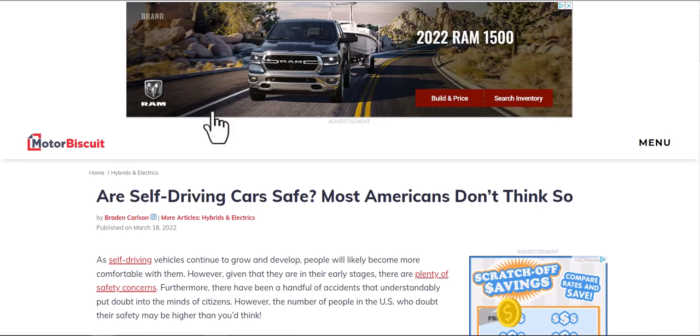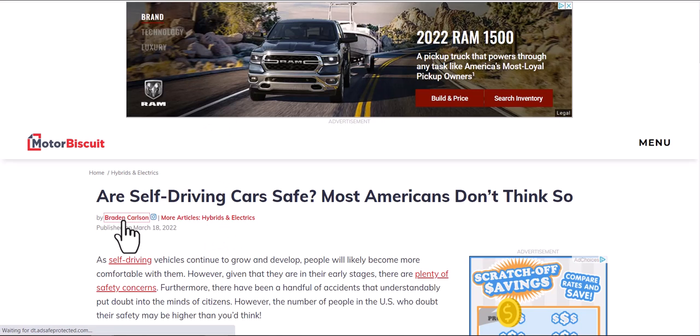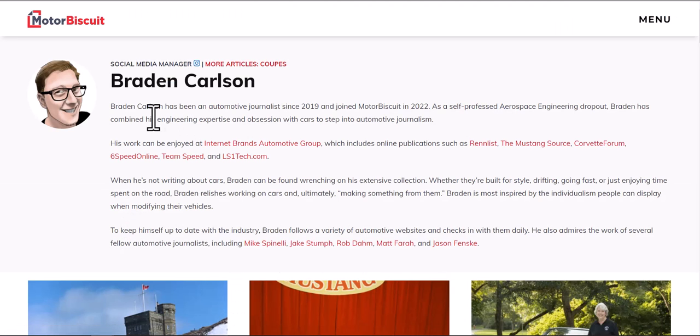Now let's compare that to our Motor Biscuit website. And we're going to go ahead and click on the author's name. And he tells us right here that he's an automotive journalist. He's an engineering dropout. And it doesn't say anything about policy expert. So we can already kind of tell this is most likely not a source that we would want to use, even based on the other information that we already had.